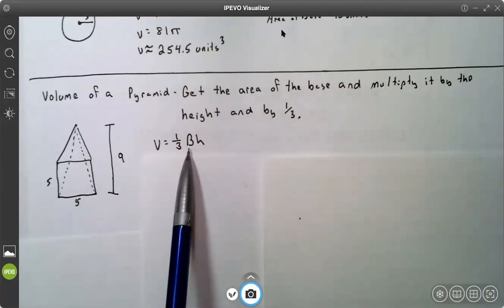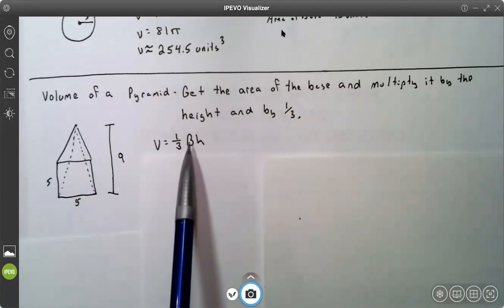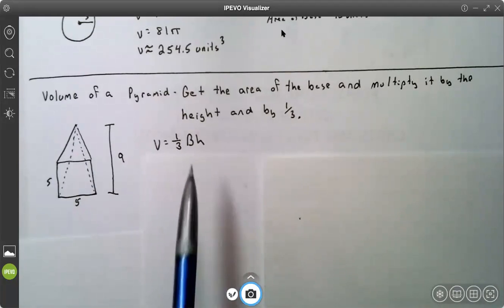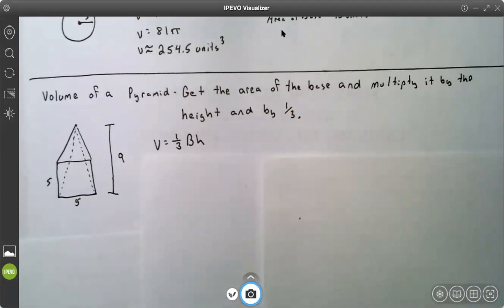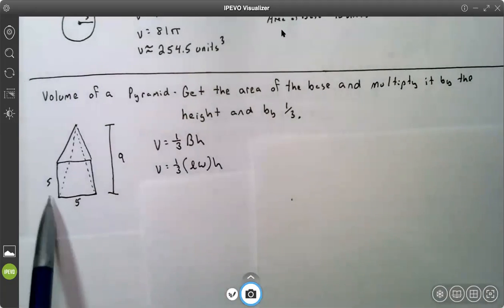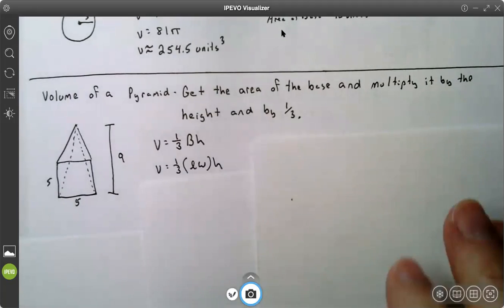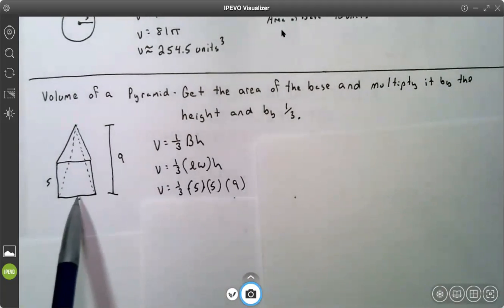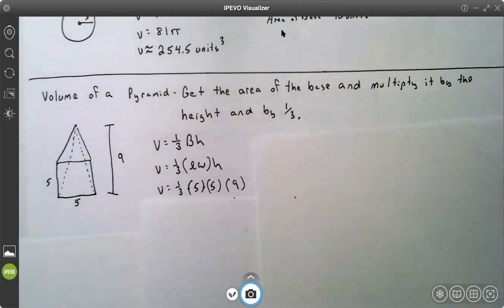Big B stands for the area of the base, which by the way would be the same thing as saying big B H all over 3, because multiplying by 1/3 or dividing by 3 is the same thing. In this case, my base is a square, so I can break that down to length times width. The length and the width of the square are both 5. The height of the prism, the distance between the square base and the point, is 9.